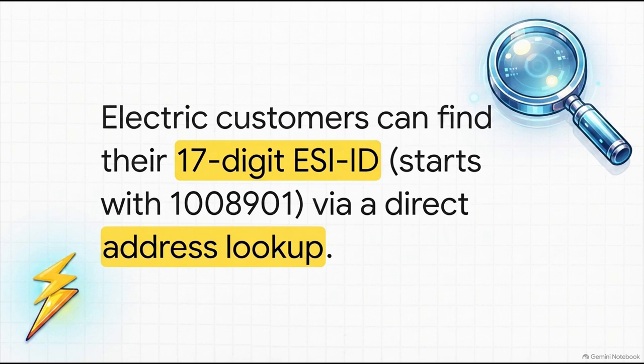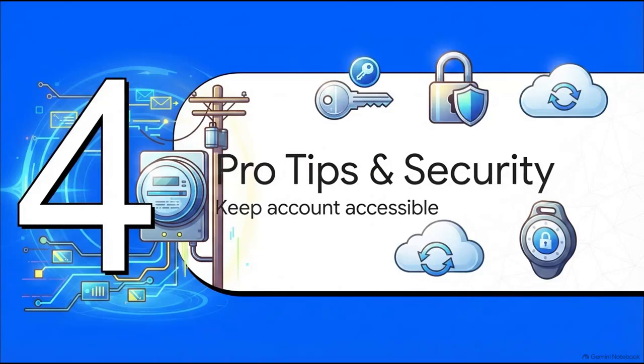CenterPoint has this handy address lookup tool specifically for it. Your ESI ID is always a 17-digit number starting with 008901, and it's tied directly to your physical address. Super easy. Section 4, Pro Tips and Security.